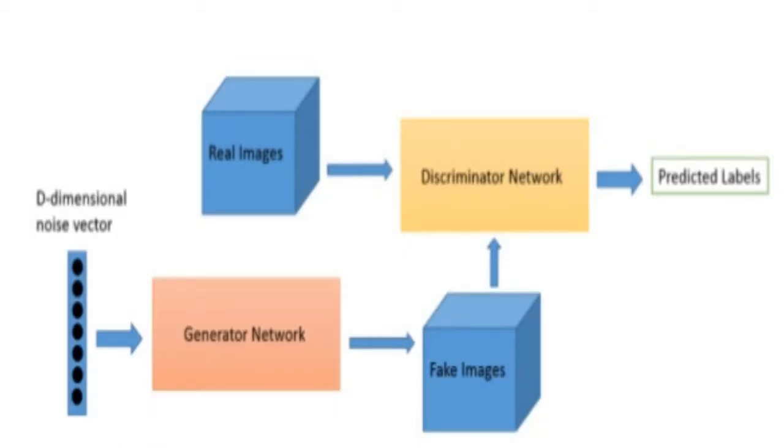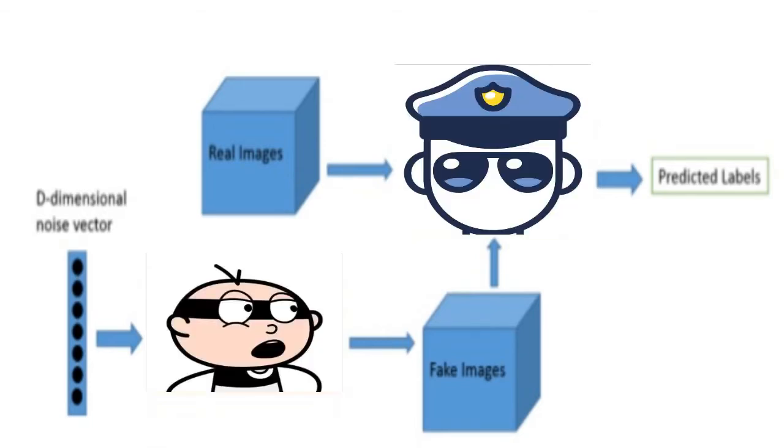Generative Adversarial Networks, or GANs, were first created by Ian Goodfellow in 2014 and were called the most interesting idea in ML in the last 10 years by Yann LeCun. GANs work by using two neural networks, a discriminator and a generator, that work against each other in an adversarial process, hence the name. We can think of the discriminator as a police and the generator as a counterfeiter.